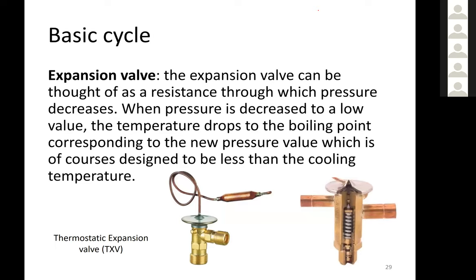We have the expansion valve. Here are examples of expansion valves. You can always think of the expansion valve as a resistance. A resistance is going to drop your voltage, and our voltage here is the pressure. So this expansion valve is going to act like a resistance that decreases the pressure. That decrease in pressure is going to bring it down to a value whose boiling point is low enough to allow the transfer of heat from the room into the refrigerant. And hence we have the cooling process at the evaporator side.